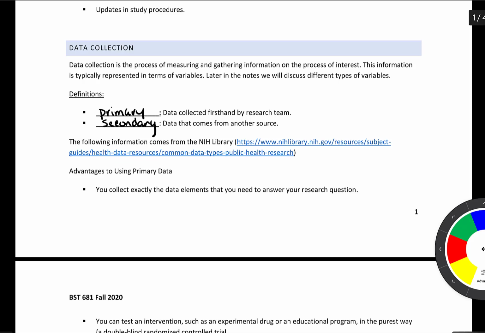So primary data is data that's collected firsthand by the research team. So this is when they actually go out, they see the subjects, they measure what happened, and they do everything firsthand. Secondary data is data that comes from another source. So for example, if there's been data that has already been collected by a government agency, like the CDC, and you go and find that data set and use that to answer your research question, you would be using secondary data. And there are pros and cons to each of them.